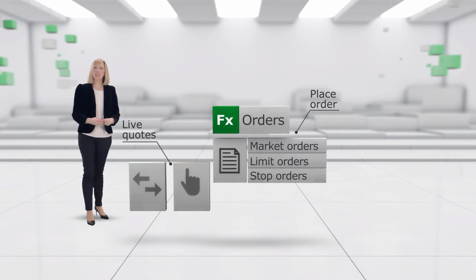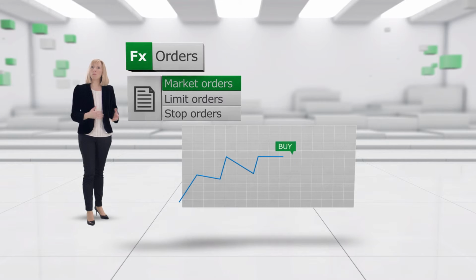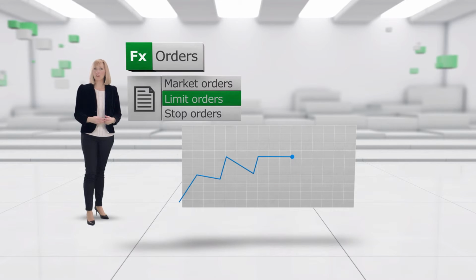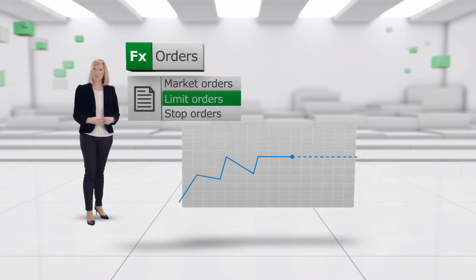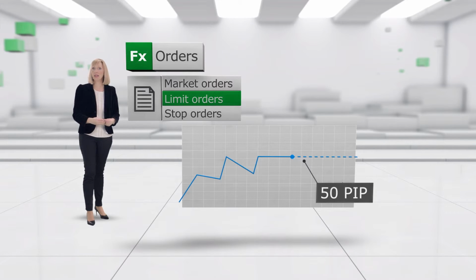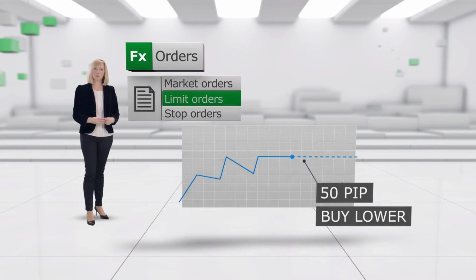These are traditionally used in different scenarios. A market order could be an order to either buy or sell at market, in other words, where the market is now trading. Limit orders are traditionally used to enter the market at a specific level that's better than the current market level. For example, if you're interested in buying euro dollar, but only at a price that is 50 pips cheaper than the current market level, you can place a limit order to buy at your preferred level, which is lower than the current market level.